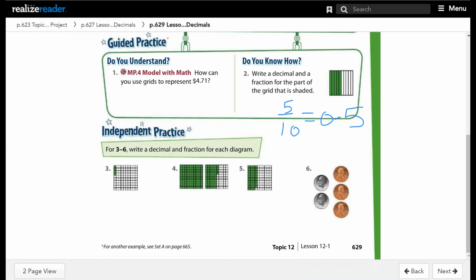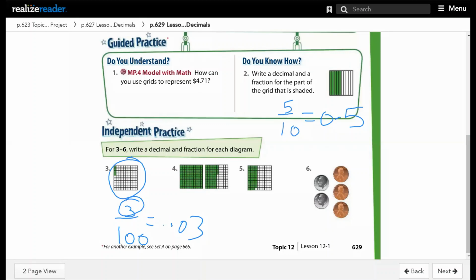For 3 to 6, write a decimal and fraction for each diagram. For number 3, it's out of 100 because this grid shows 100 squares inside it. Out of 100, the shaded parts are only 3. So I should write 2 numbers after the point, and I only have 3, so it is 0, 3. So it's 0.03.